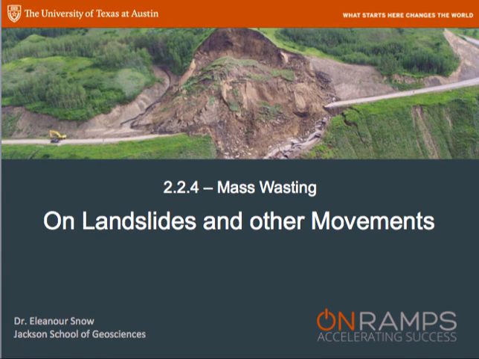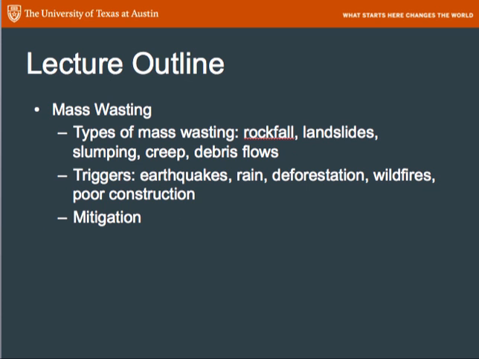Mass wasting is kind of a funny word that geologists use to mean rock slides, landslides, and other movement of land. So we're going to look at the different kinds of mass wasting today and talk about what causes it and what characteristics you can see when you look at mass wasting events.